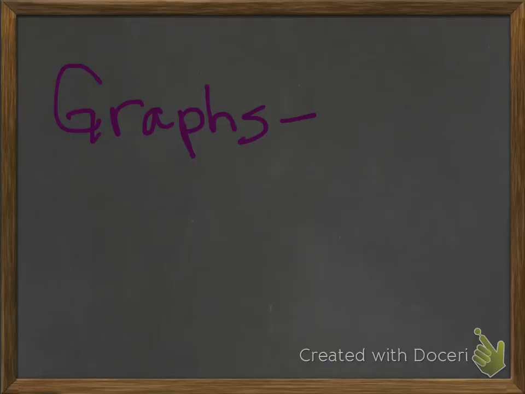All right, so graphs. We are going to do a vertical line test, and the vertical line cannot pass through more than 1 point.